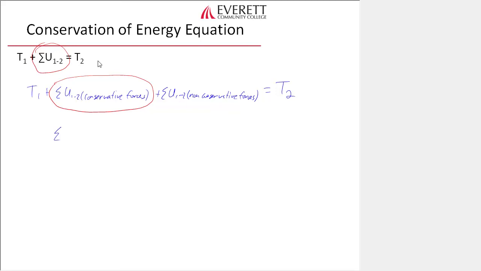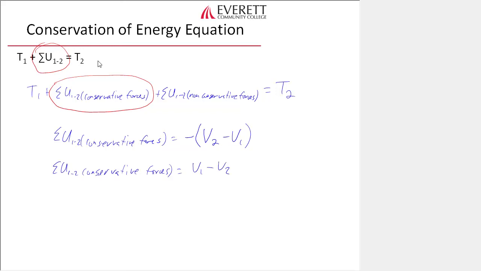So the sum of all the work from 1 to 2 of conservative forces would be equal to the opposite of the change in potential, V2 minus V1. Just distributing that negative sign, I get the sum of work from 1 to 2 of conservative forces equals V1 minus V2. I plug that back into my equation, and I end up with initial kinetic plus initial potential plus the sum of work from 1 to 2 of non-conservative equals T2 plus V2.